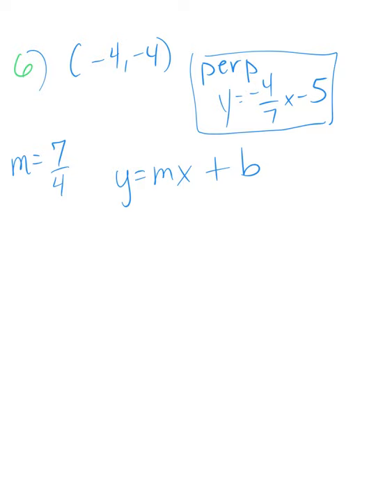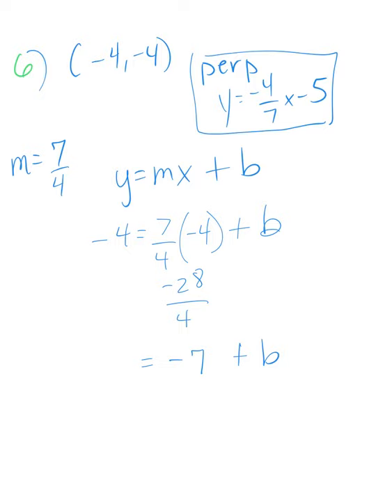Intercept formula. So my y is negative 4. My slope, there's my x, and I don't know b. This would become, I'm going to show all my steps. Negative 28 divided by 4 is negative 7, right? Plus b equals negative 4. To get b by itself, I add 7, and I get 3. This cancels out.